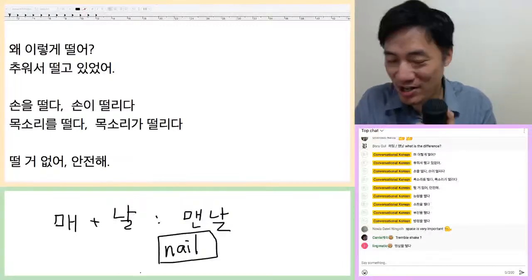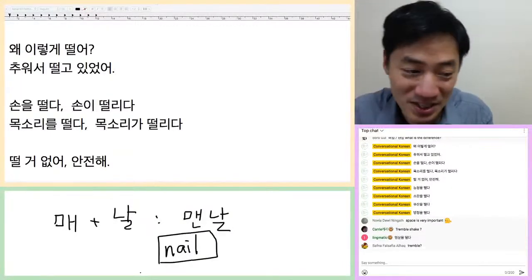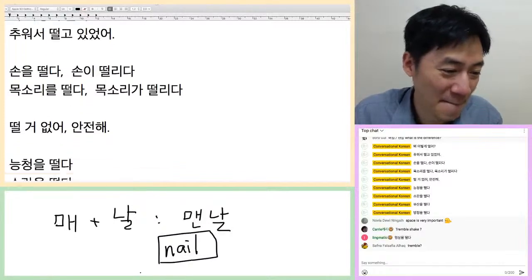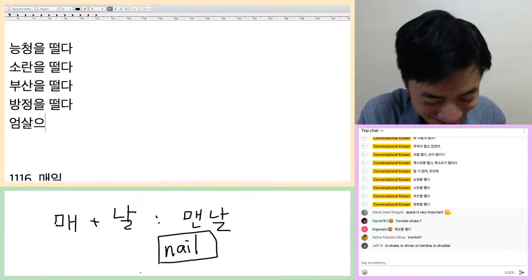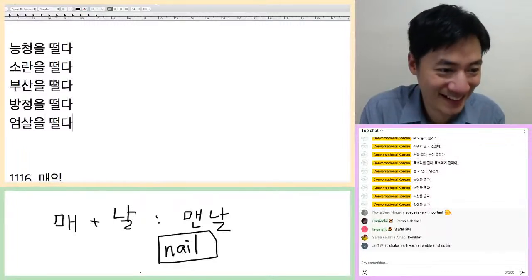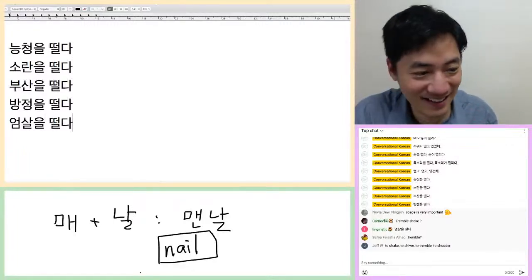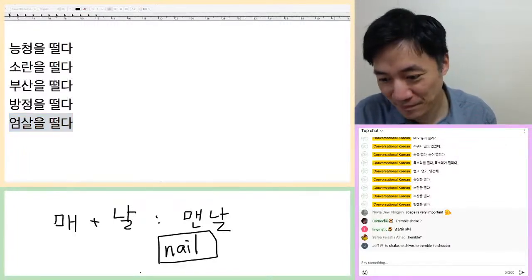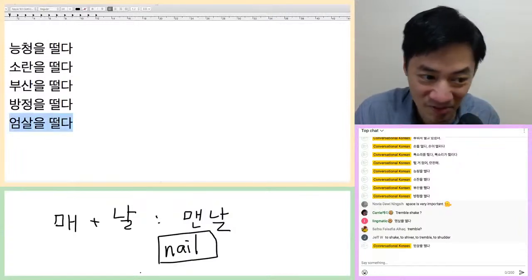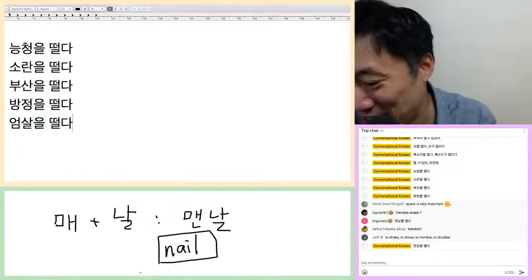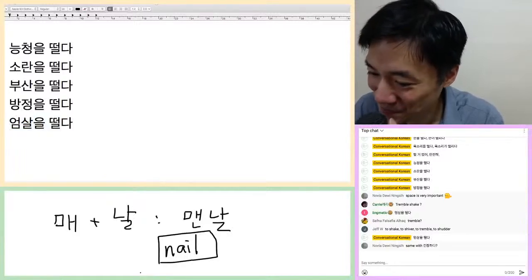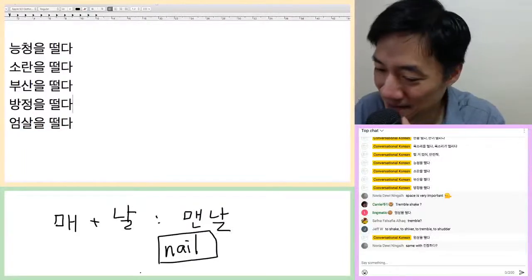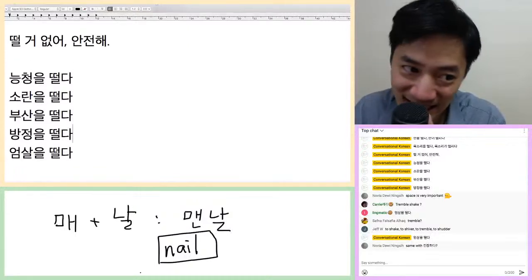Like shake, trembling. 엄살을. Oh, that's a good one too. 엄살을 떨다. 네, 엄살 떨어. Very good one. Tremble, to shake, to shiver. Oh, that's one good one. It can be very similar with 긴장하다.